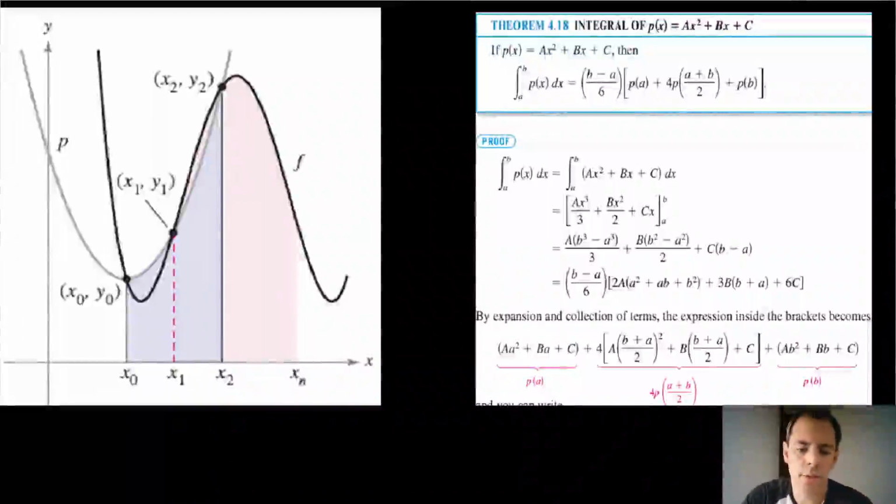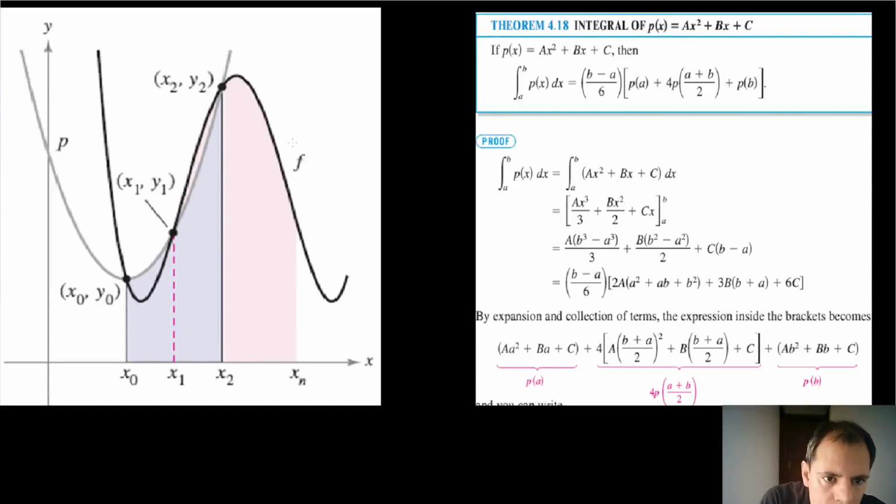Alright guys, so in this video I'm going to talk about Simpson's rule, which is another approximation rule. First I'm going to give you the idea. You have this function here, and then you have this polynomial, which is a polynomial of degree 2 or less. So it's going to be a parabola or a straight line. And then you have these 3 points, the intervals here.